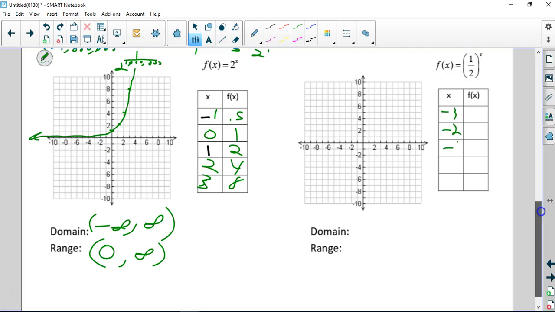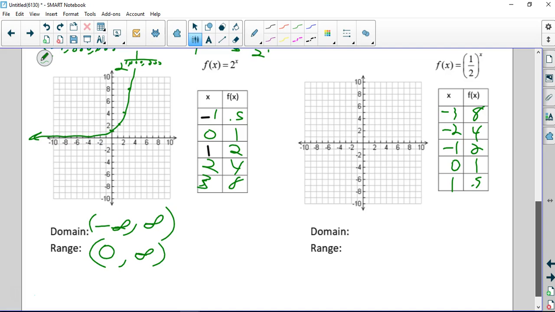Negative 3, negative 2, negative 1, 0, 1. Okay? Well, this is just the flip of this one. So this is going to be 8. This is going to be 4. This is going to be 2. Anything to the 0 power is 1. Anything to the first power is itself. So 1/2. Okay? And the reason it becomes positive is because remember this negative exponent is going to make it flip. So instead of being 1/8, 1/2 times 1/2 times 1/2, you flip it and make it 2 over 1, or 8 over 1, or whatnot.